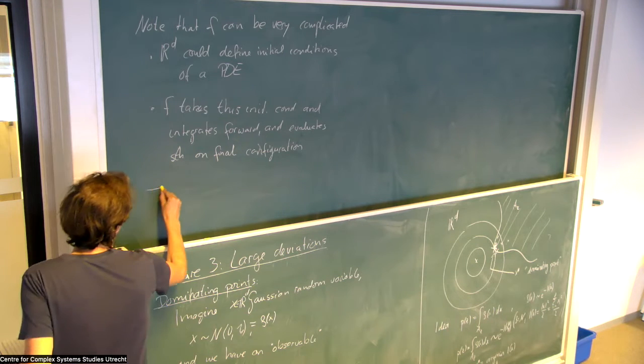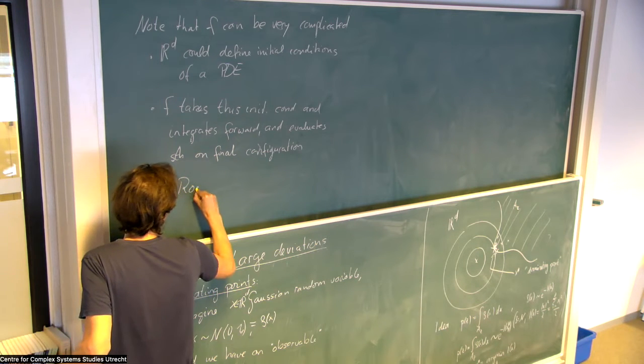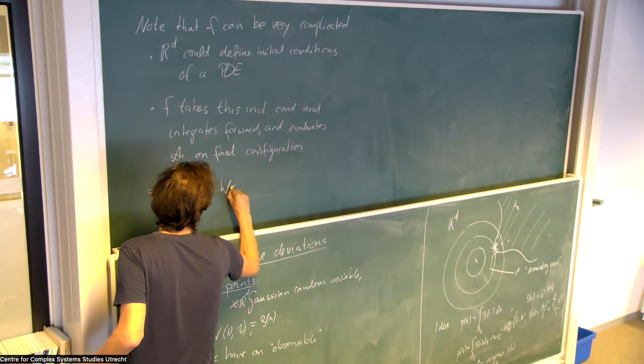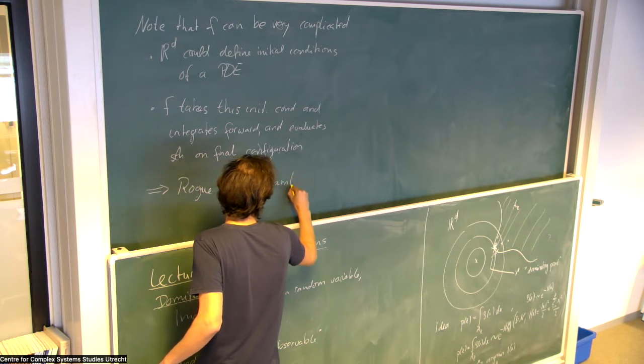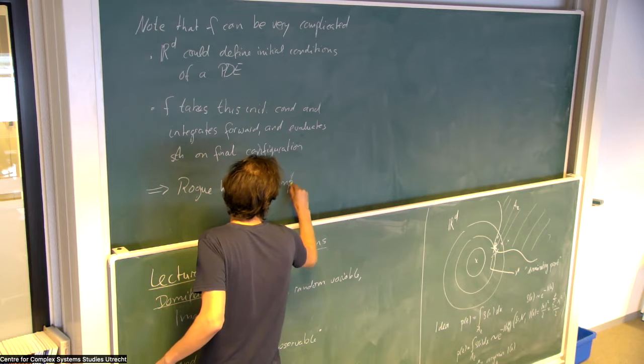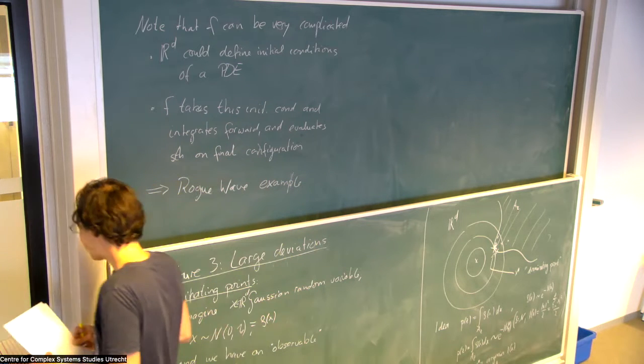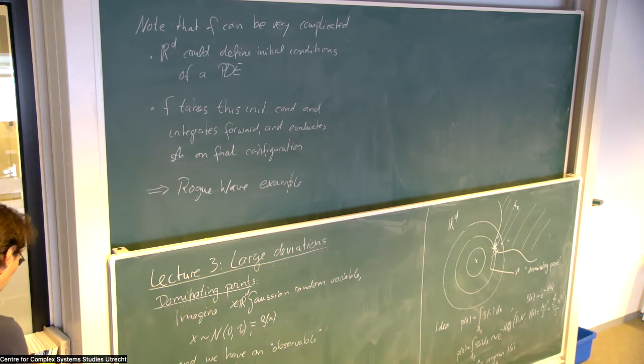Write down that. This is the rogue wave example, and many others. Are there any questions so far?